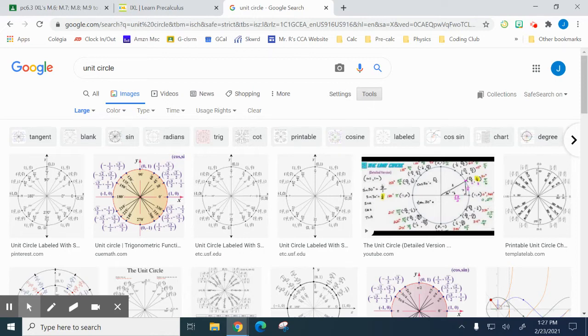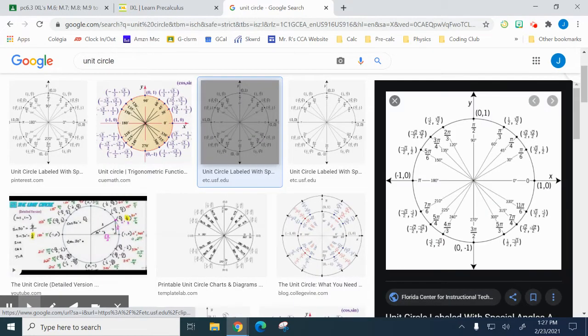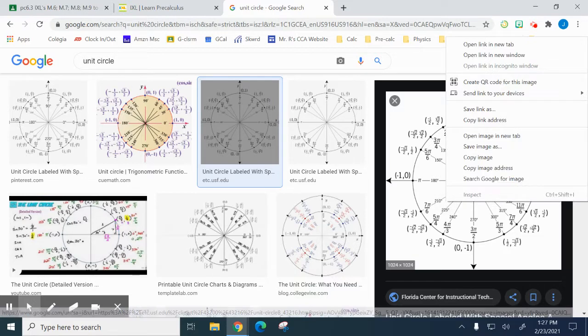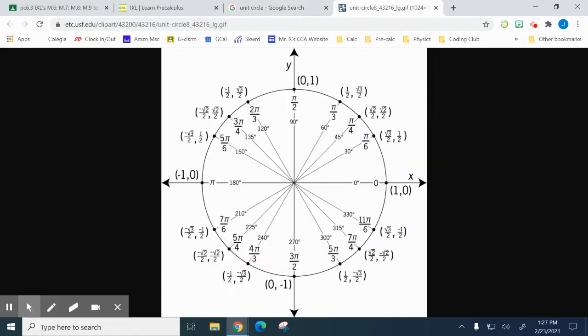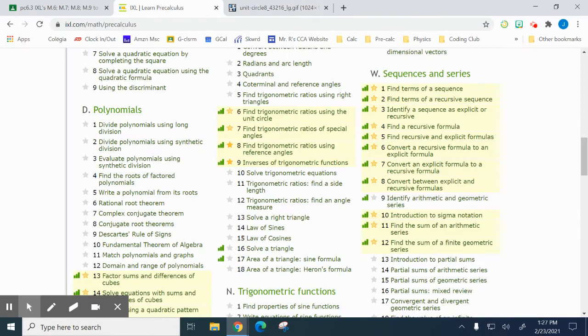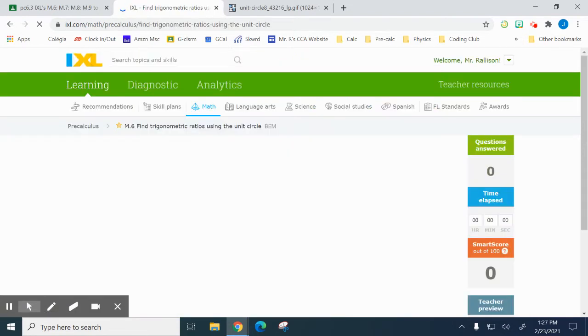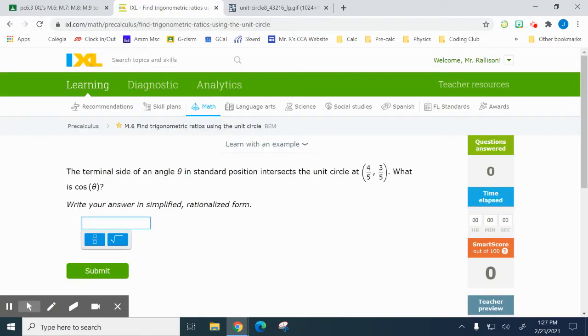So what one looks good? There's one from UCF. We'll do that one. And we're going to click open image in new tab. So there's our unit circle. Oh, that's nice and sharp and wonderful. Okay, so here we go. M6, find trigonometric ratios using the unit circle. We'll do a couple of these.